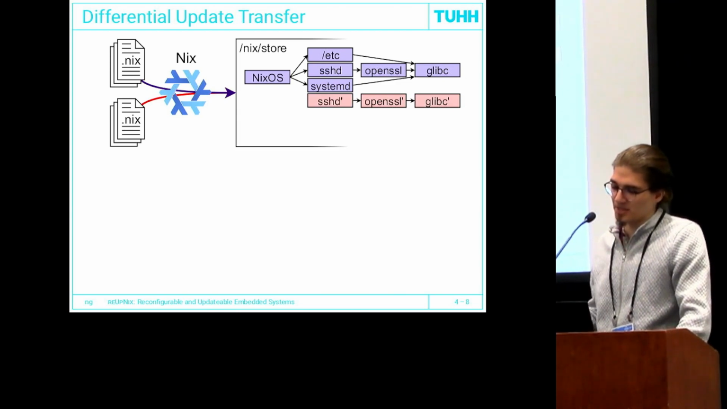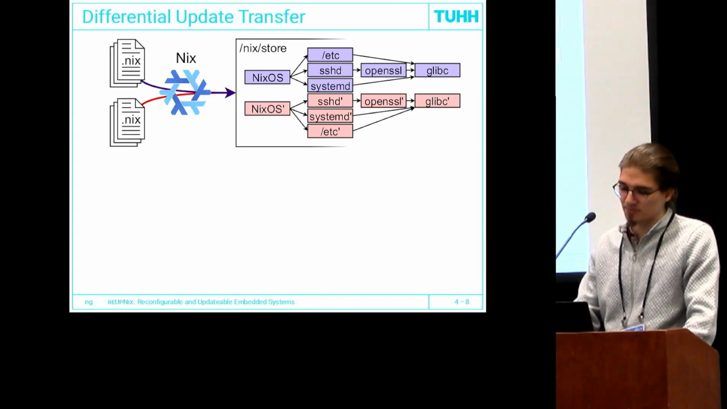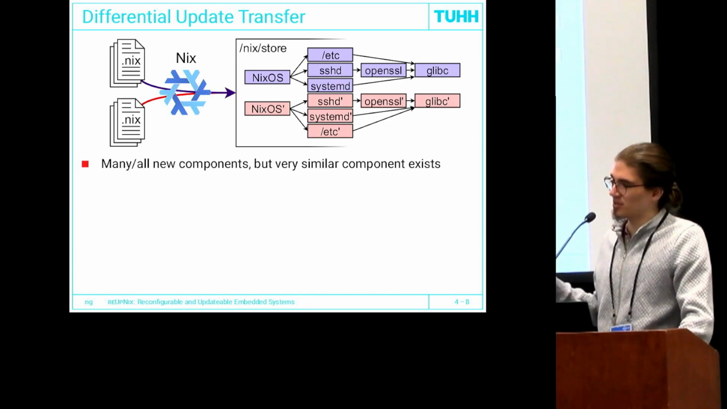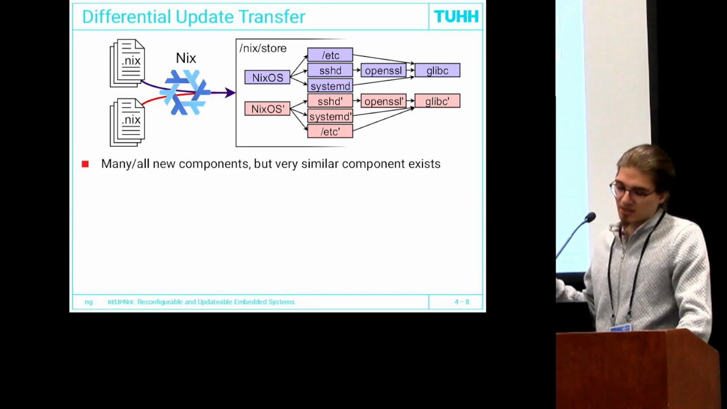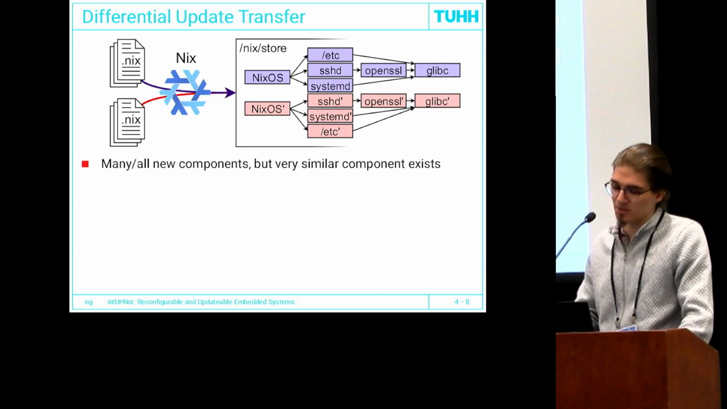Since that also then changes the name of this package, it yet again changes the next package, and so on. This ripples all the way through the dependency graph to the root of the graph. So in essence, this creates many new components when we do an update, and by default, NixOS would need to retransfer all of these components as a whole, which is obviously rather inefficient.